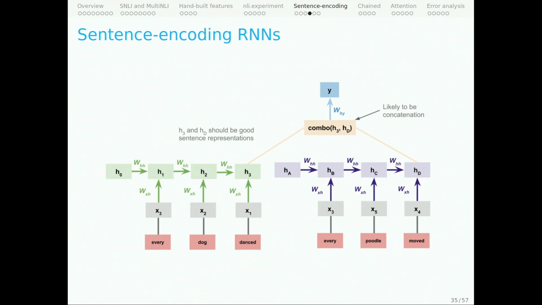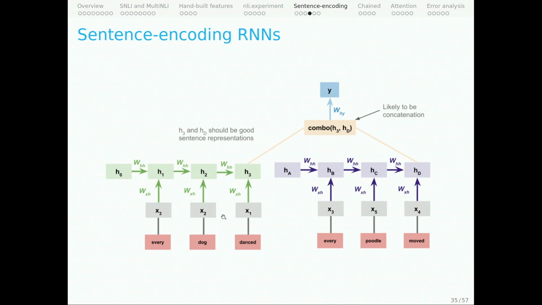Here's a model that's received a lot of attention in the literature that is a kind of step up in complexity from that simple averaging or summing of vectors. And this is where I have two RNNs, one for the premise and one for the hypothesis. So I've used the same example, every dog danced, every poodle moved.